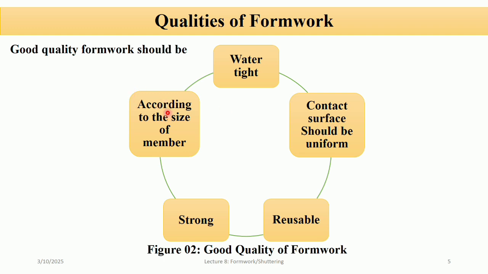And the formwork should be according to the size of the member and built according to the shape of the concrete member being cast. This ensures that the concrete is properly supported and shaped during the setting process. And good quality formwork should be strong and sturdy enough to support the weight of the concrete and any additional loads. And it should be reusable, reducing waste and minimizing the environmental effects of the construction processes.